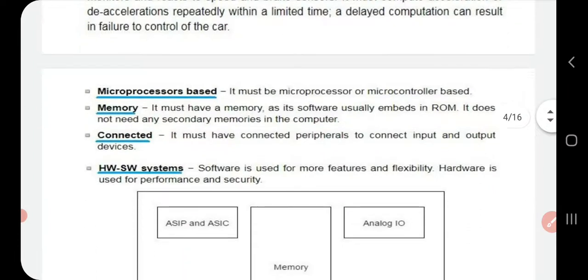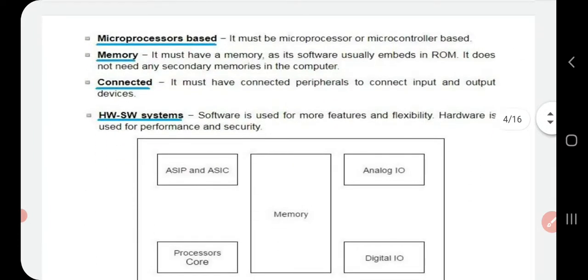Then it is definitely microprocessor based or microcontroller based. Then it has a memory. Since its software is usually embedded in ROM, it does not require any secondary memory. Then it is connected, that is, it must have connected peripherals to connect input and output devices. Then hardware and software systems. Here the software has more features and flexibility, whereas hardware is used for performance and security.